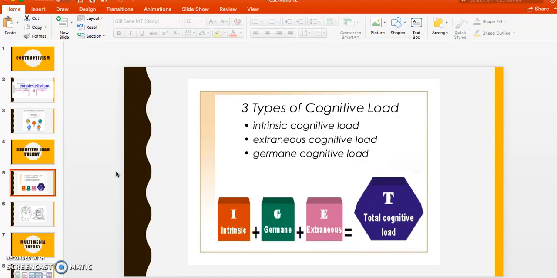And germane cognitive load is encouraged to be promoted, and it is the load dedicated to the processing, construction, and automation of schemas. While intrinsic load is generally thought to be immutable, instructional designers can manipulate extraneous and germane load. It is suggested that they limit extraneous load and promote germane load.